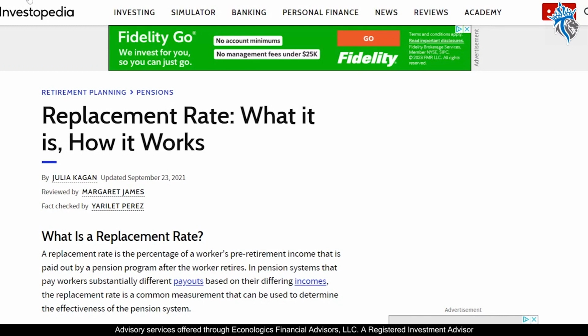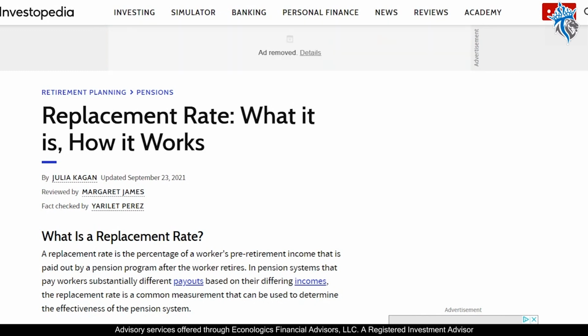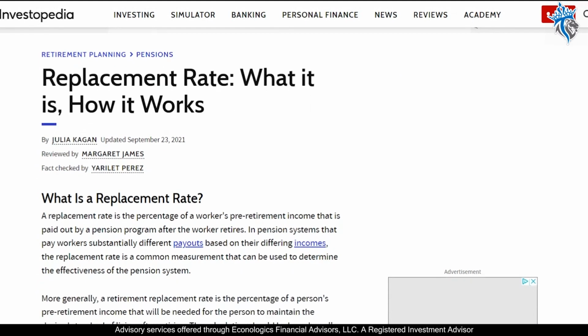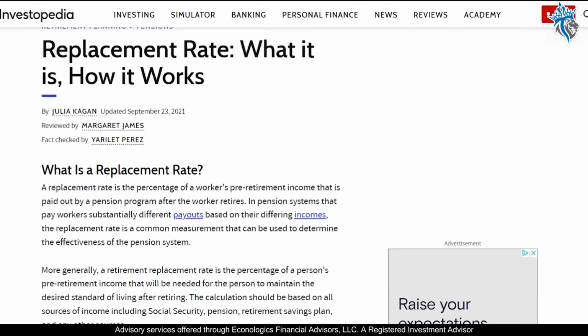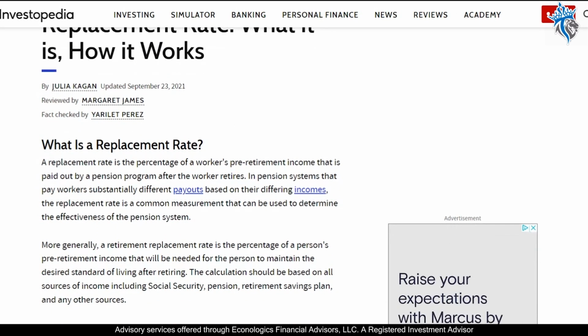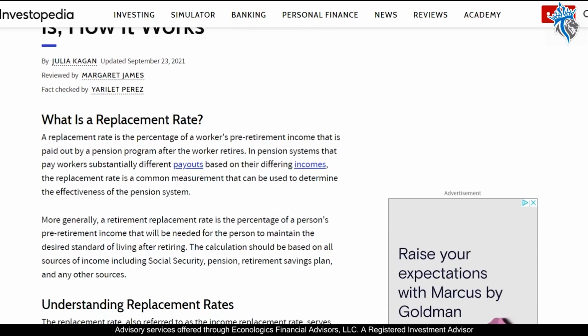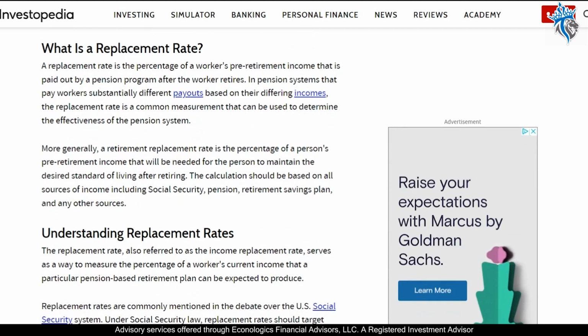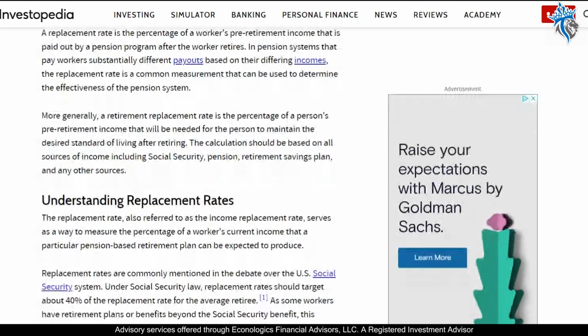I can. Okay. So wage replacement ratio, as defined by Investopedia, which of course never lies, is: a replacement rate is the percentage of a worker's pre-retirement income that is paid out by a pension program after the worker retires. I'm going to skip down. More generally, a retirement replacement rate is the percentage of a person's pre-retirement income that will be needed for the person to maintain the desired standard of living after retiring. Got that one? Got it. Okay.